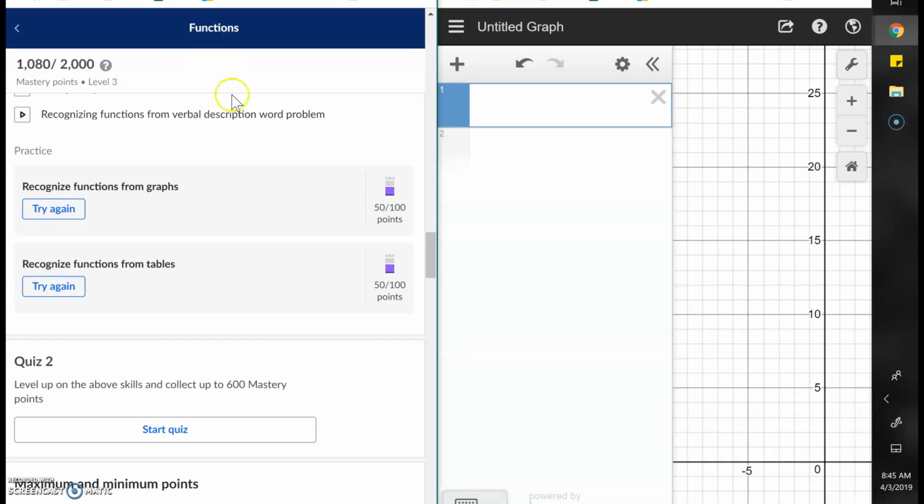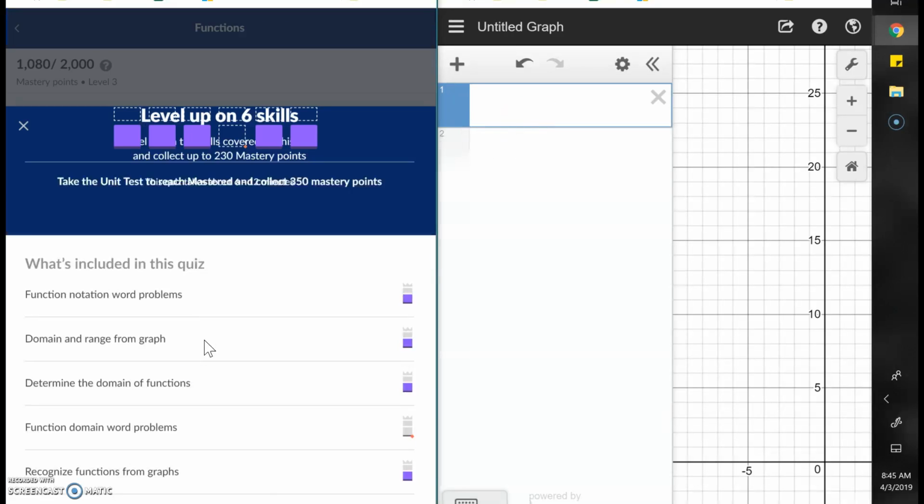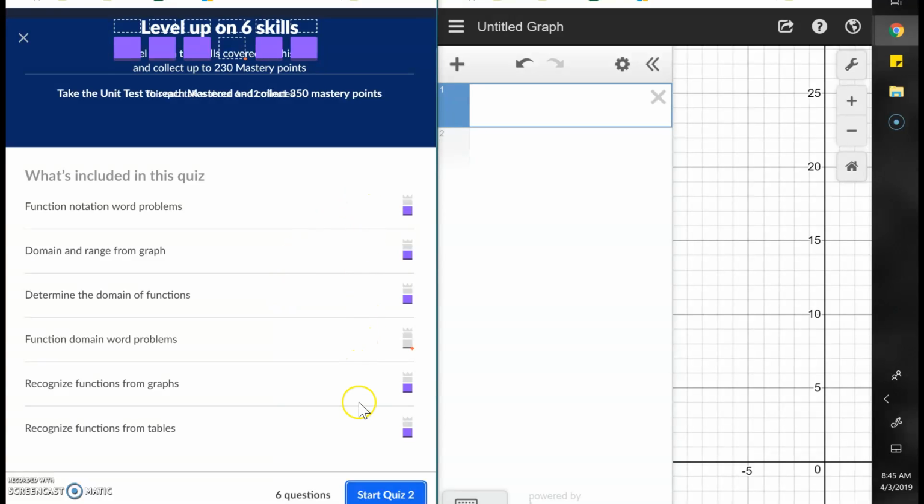Alright, let's rock and roll. We got functions quiz 2. Looks like we got 1, 2, 3, 4, 5, 6 skills.